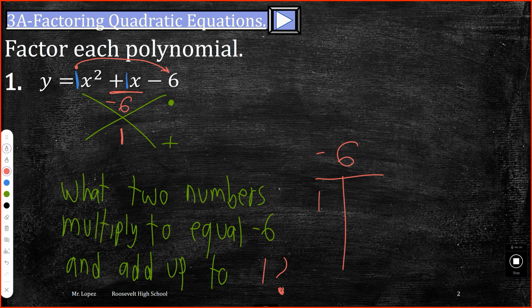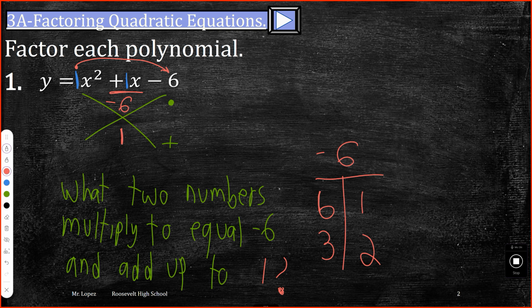Could it be 6 and 1? Well, you're going to put a negative in one of them, no? Yes or no? And then what are the numbers? 3 and 2? 2 and 3? I'm pretty sure that 3 and 2 is going to be the one. Now, which one is negative?